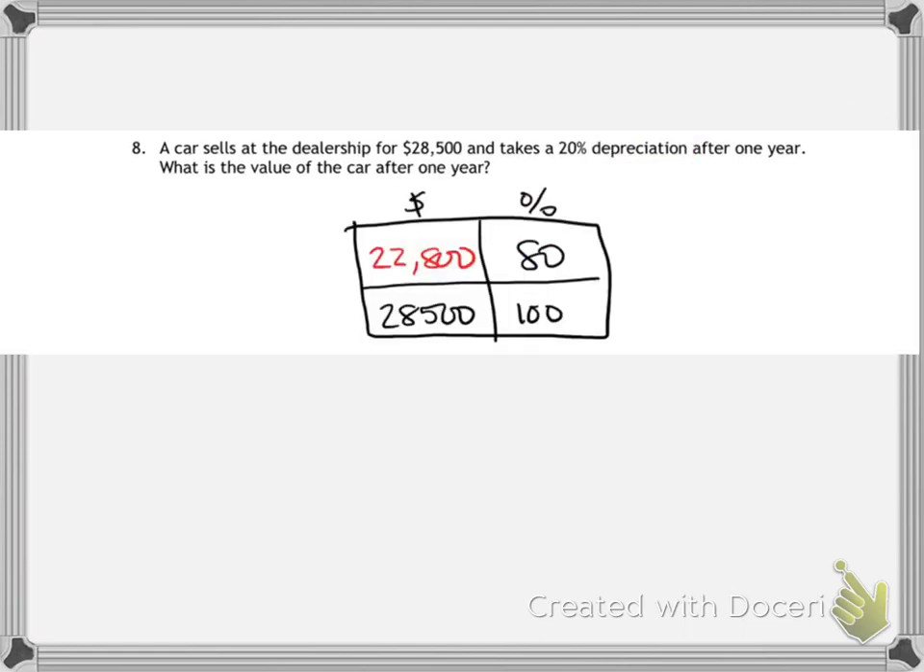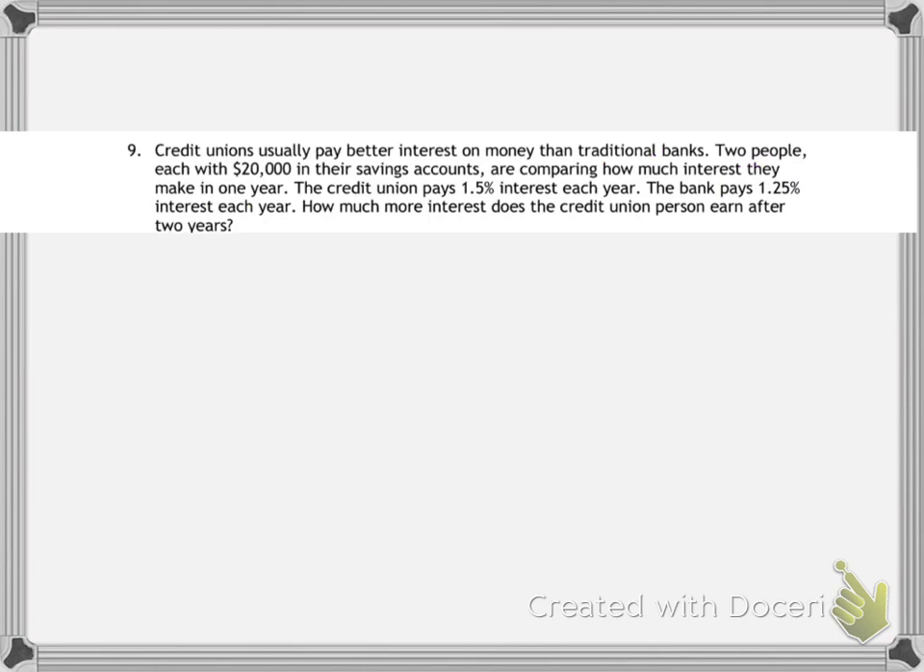Okay, so 20% depreciation, 100 minus 20 is 80%. That's why I wrote 80 here, because that's how much the car is worth as a percent of its original price. 28,500 times 80 divided by 100 gives me a final answer of $22,800. That's how much the car would be worth after 1 year.